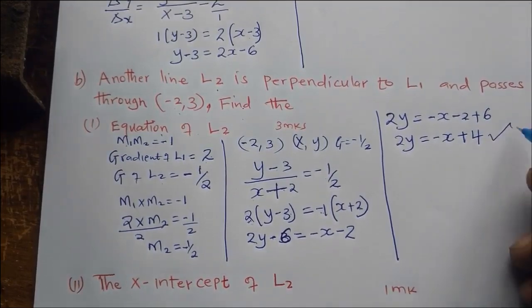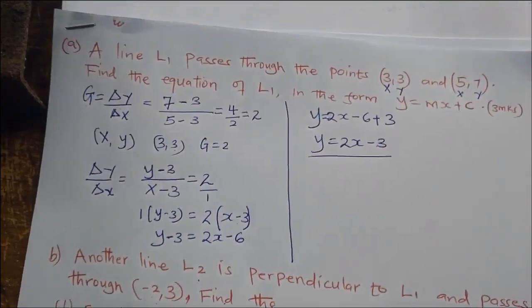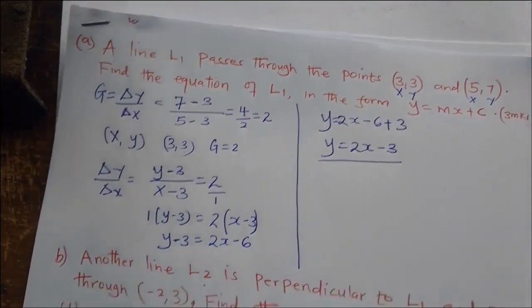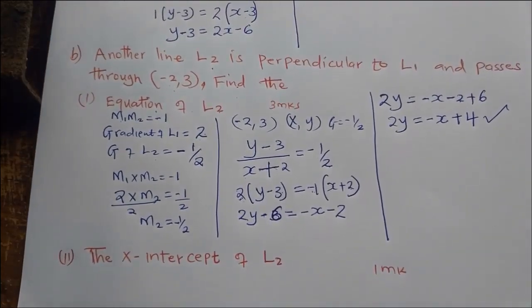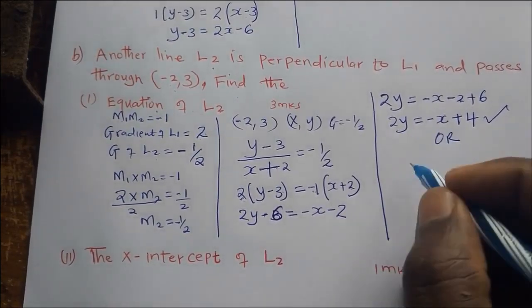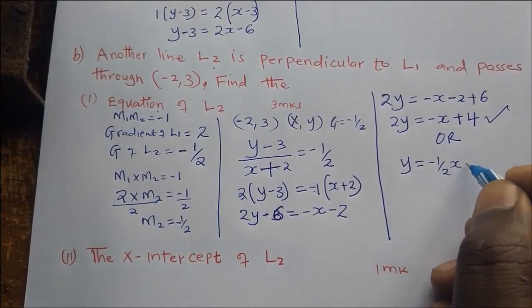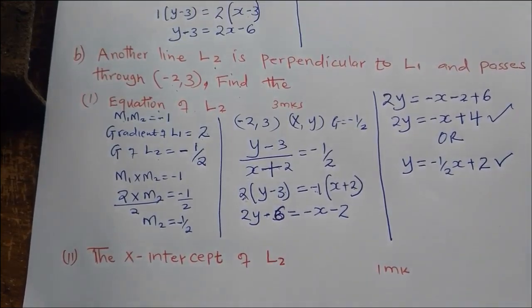So this one is an equation. You can leave it there because we were not given any condition like in the first one, where we were told to write it in this form. But for this one, we were not given any condition, so we can as well leave our equation at that point. Or you can divide by 2, so we have y is equal to minus 1/2 x plus 2. Also, this one is acceptable.